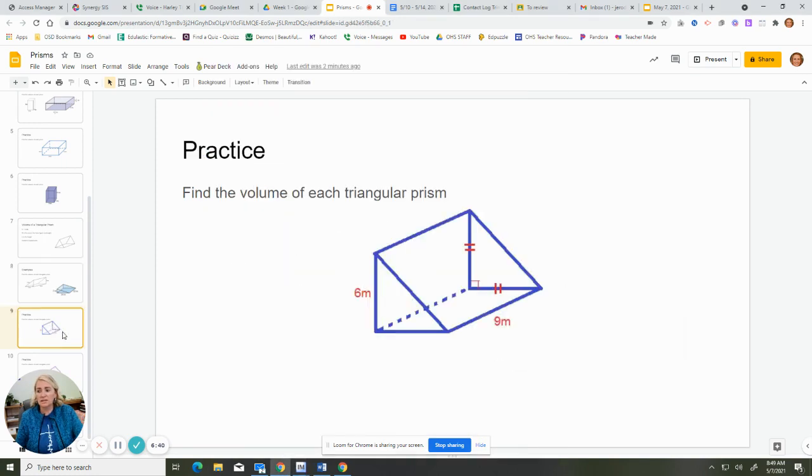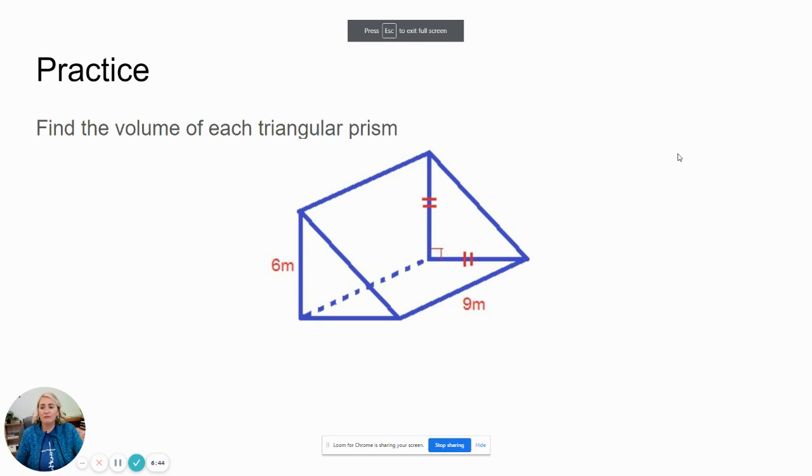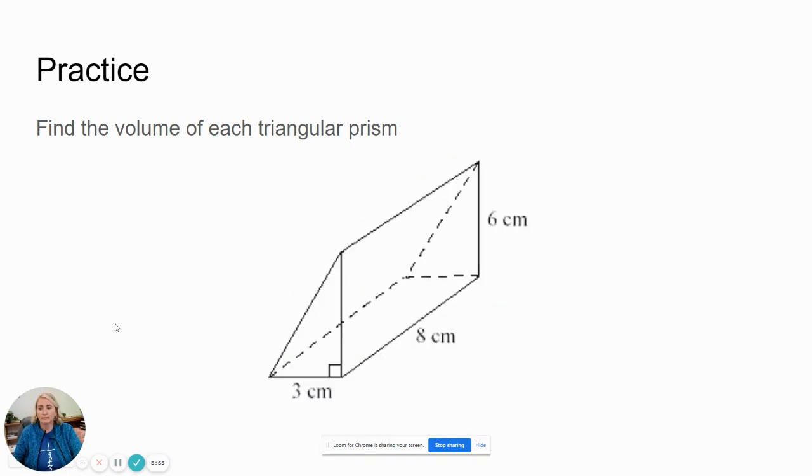So here's a couple examples for you. I'm going to make this a little bit bigger. Go ahead and find the volume of this prism. Okay, and now go ahead and find the volume of this prism. And lastly, find the volume of this prism.